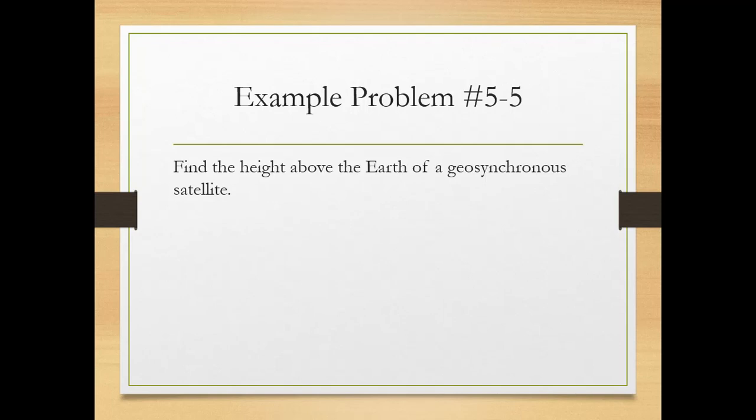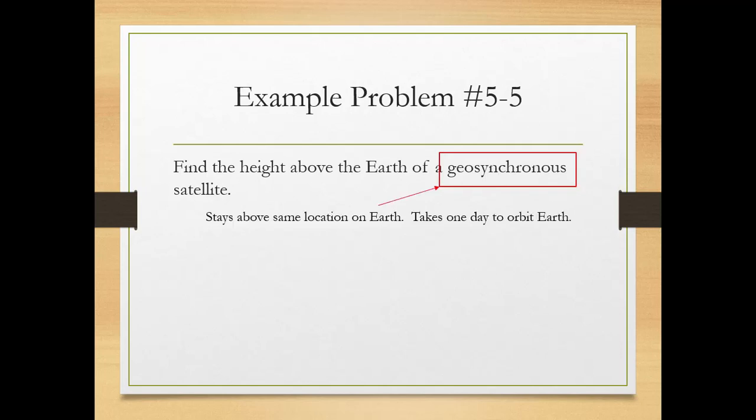Now, the second thing we could do is find the height above the Earth, or the orbital radius, for a satellite by knowing its orbital speed, or maybe its orbital period, since period and speed relate to one another. Here I want to figure out the height above the Earth of a geosynchronous satellite.